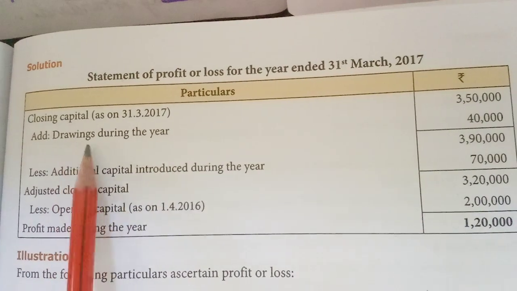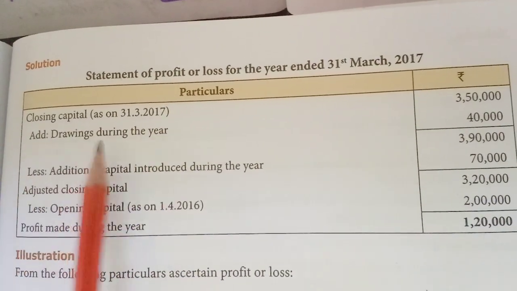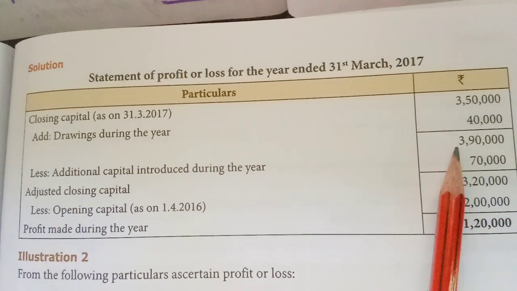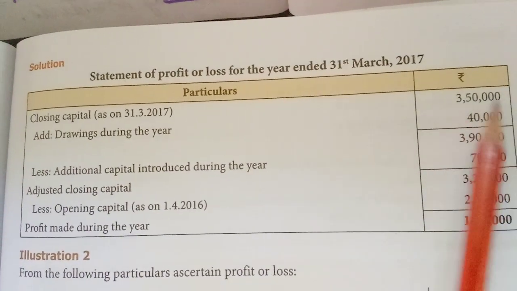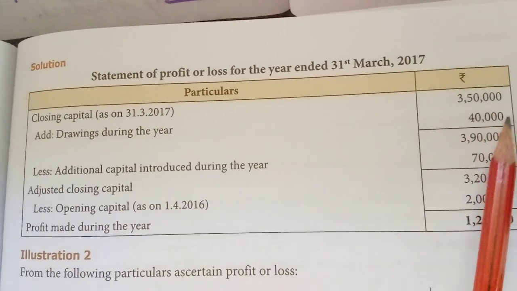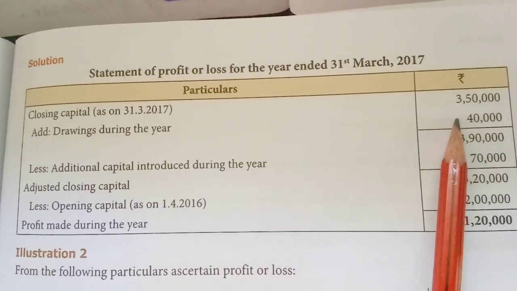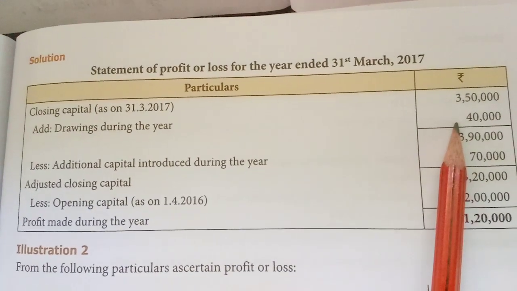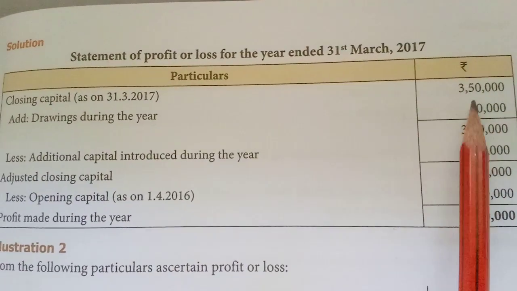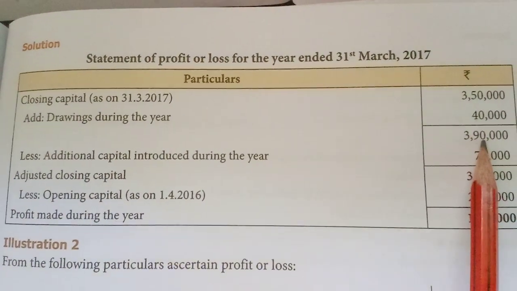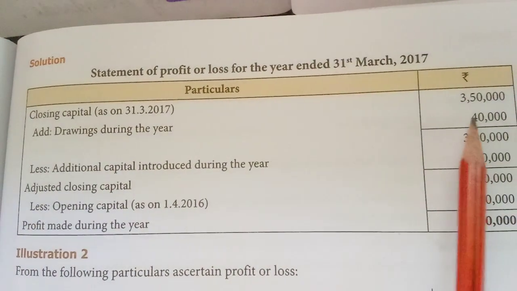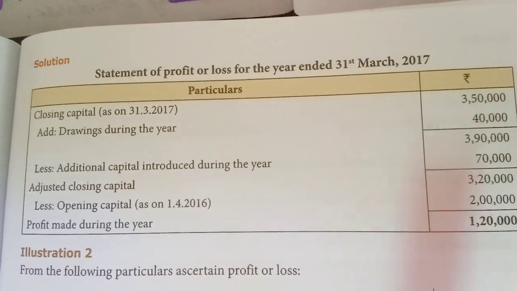One word will be enough. Here they have written it, but you can leave it. Add drawings. Then you draw one line and add. When you write the digits, the place value should be correct. Don't write the 4 anywhere else, write it just below the 3. Okay, 40,000. Then draw a line and write 3,40,000. Then 40,000 again, add and write 3,90,000.